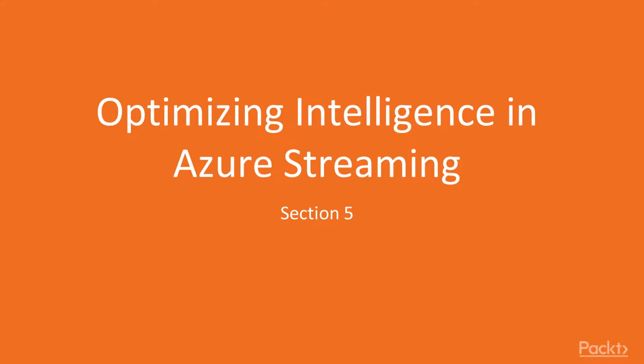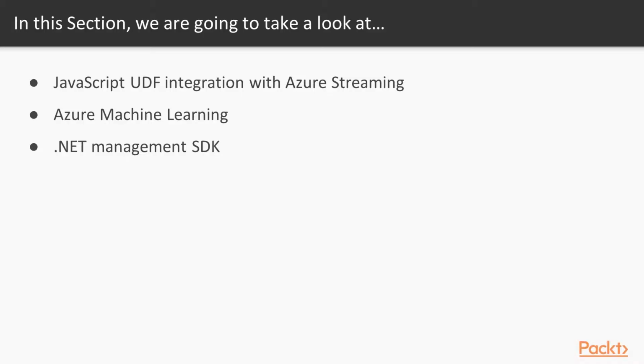Hello. In this section, we are going to learn first how to integrate JavaScript UDF function with Azure streaming job. Then, in the next video, we are going to demonstrate how to integrate intelligent Azure machine learning functions with Stream Analytics jobs. And then, in the last video of this section, we are going to demonstrate how to build an Azure streaming job with input, output, and data transformation using .NET Management SDK.